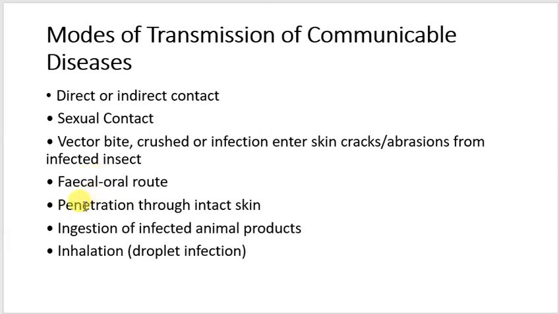The next mode of transmission is penetration through intact skin, and then we have ingestion of infected animal products. Then we have inhalation or droplet infection. Mainly for diseases which are transmitted this way, you can think of tuberculosis. Tuberculosis is a disease which affects the lungs. So before going to the lungs, it tends to be spread through droplets from an infected person to another person.